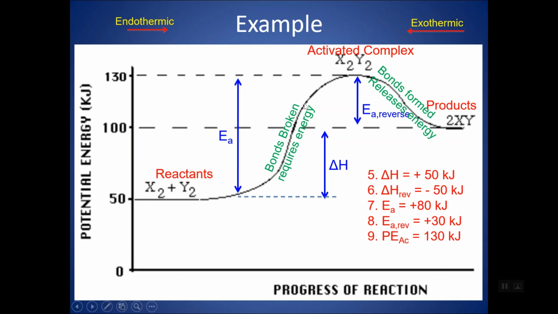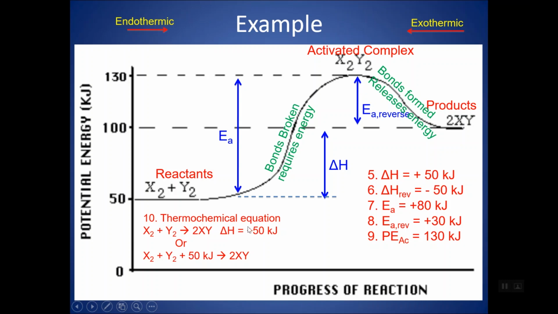Okay, my potential energy of the activated complex, just from the bottom to the activated complex, is 130 kilojoules. It's the highest point on this whole curve. And I can write a thermochemical equation. I have my reactants, I have my products, and I have my delta H. So I can either put delta H on the side of the reaction, delta H equals positive 50, or I can actually put it within the reaction as we talked about before.